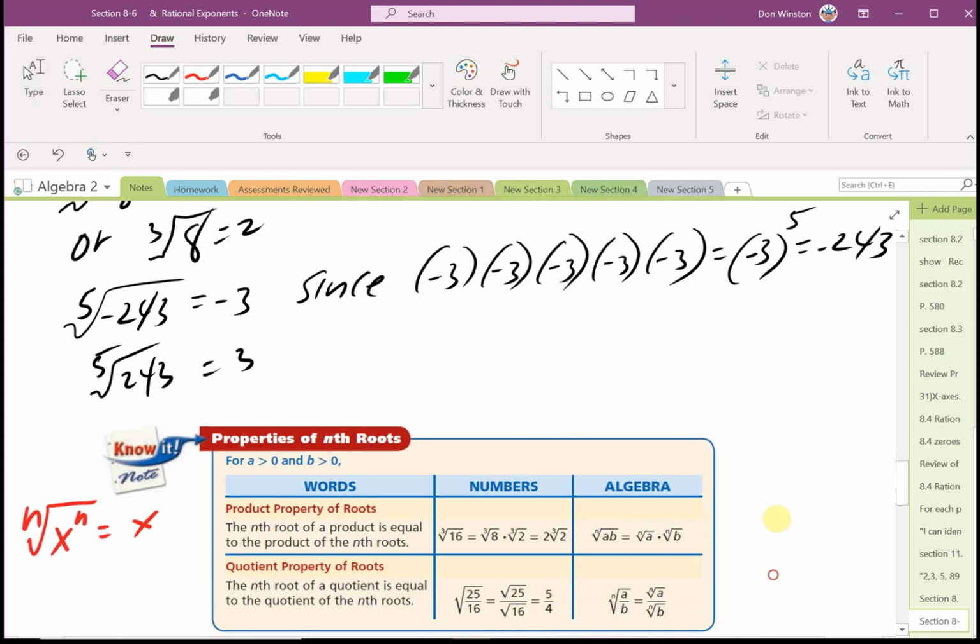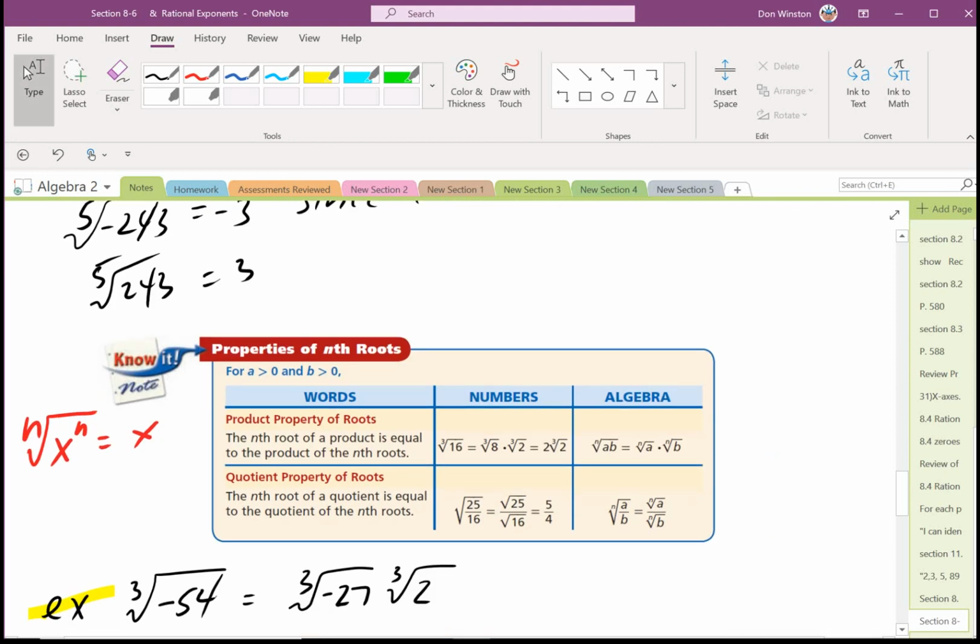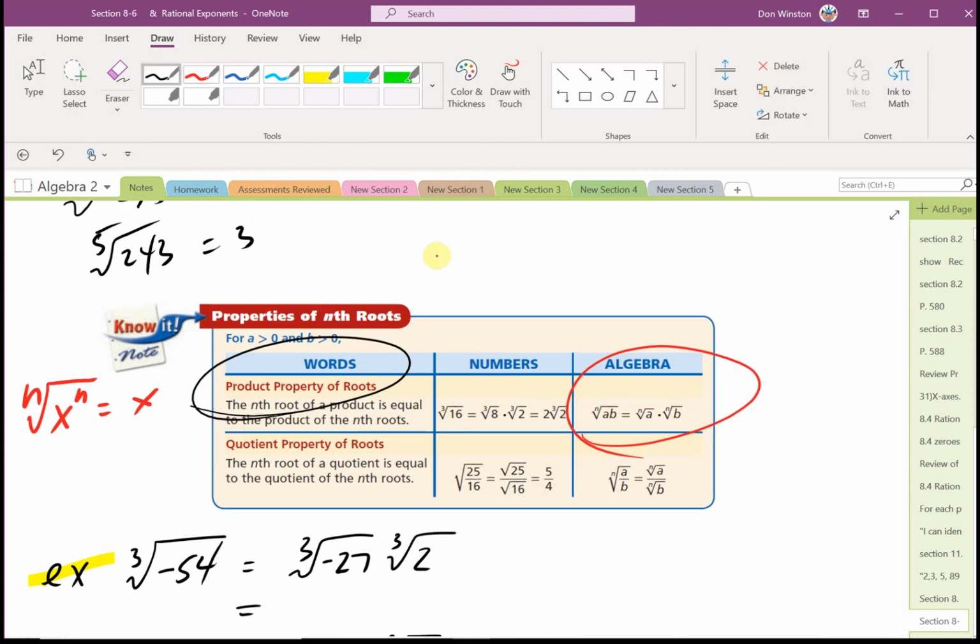All right, now we're going to look at properties of nth roots, and we'll just look at the product property of roots. Here is what you need to know: the nth root of AB is equal to the nth root of A times the nth root of B. They gave us this example, the cube root of 16. They broke it up into the cube root of 8 times the cube root of 2.